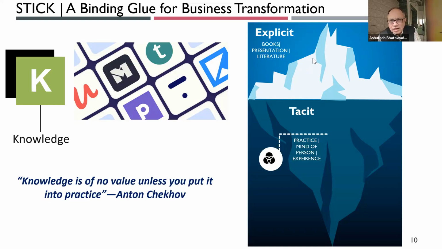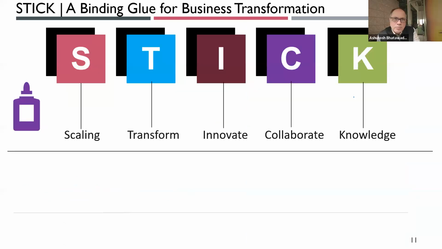So that in a nutshell is the STICK model, what we call it, right? And that is what we say is the STICK model, which is S for scaling, T for transformation, I for innovation, C for collaborate, and K for knowledge. So where does this lead us to, right?